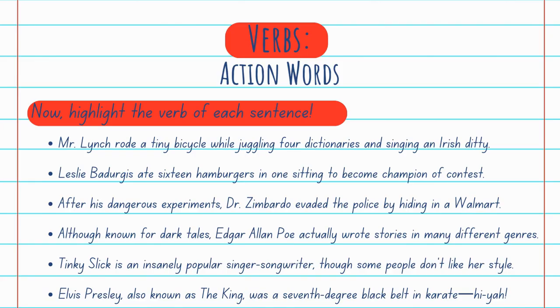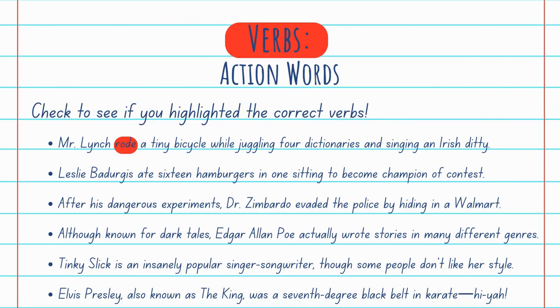Now that you have the subjects highlighted, go ahead, take a minute and highlight the verbs in every sentence. Once you're ready, we'll check them out. Okay, first sentence, rode. Who rode the bike? Mr. Lynch rode the bike. So we can easily check for our subject if we know our verb. If you know the verb is rode, who rode? Mr. Lynch rode. And similarly, you can flip that around. If you know that Mr. Lynch is the subject, the main person at the beginning of the sentence, you can easily say, well, what did Mr. Lynch do? He rode a tiny bicycle.